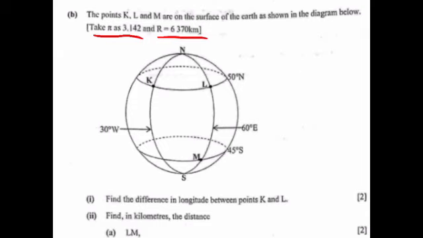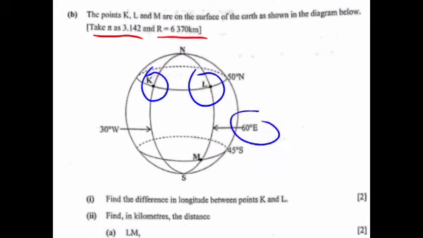Point K is here and L is here. The question is saying, find the difference in longitudes. We can see that K is lying on longitude 30 degrees west and L is lying on longitude 60 degrees east. Therefore, I can tell that they are heading in opposite directions.